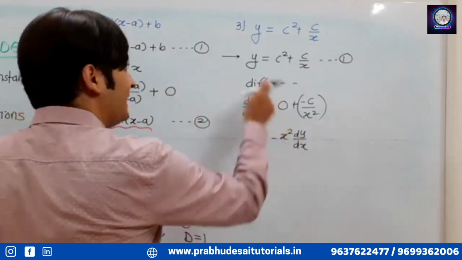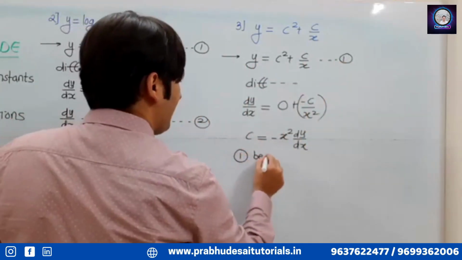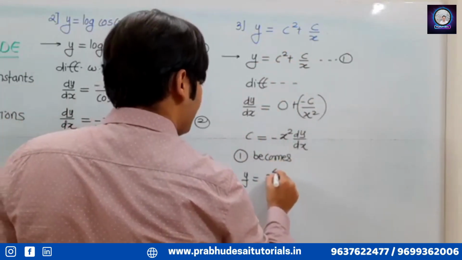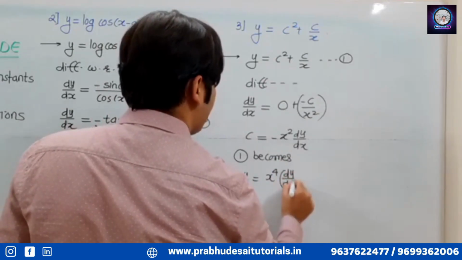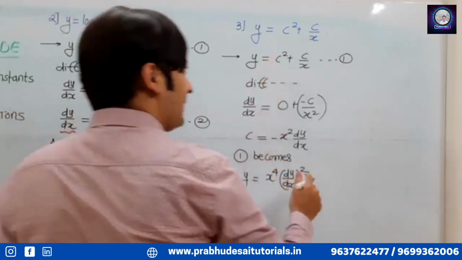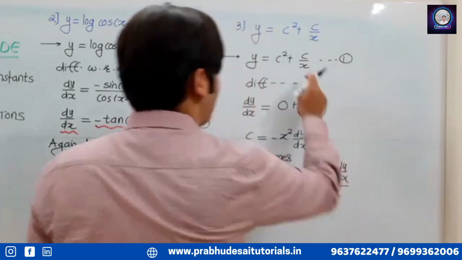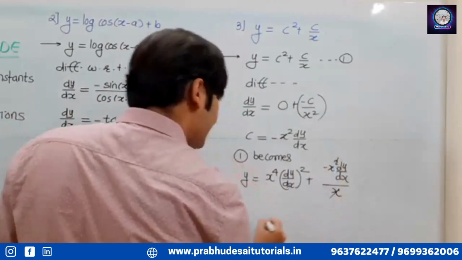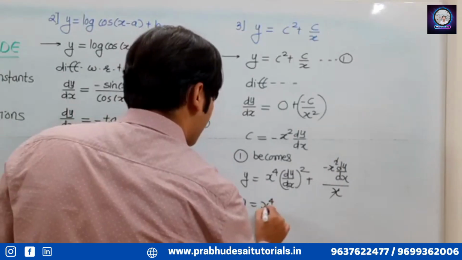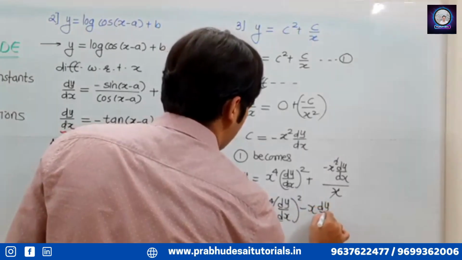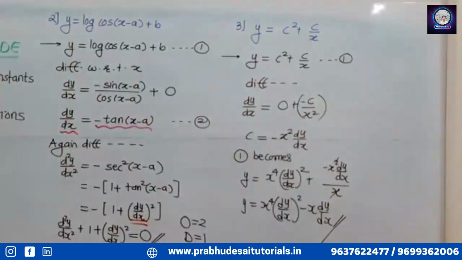I will put this value of c here. I am going to back substitute the value. Why? c square means square of this, right? x raised to 4 dy by dx bracket square, plus c. c is minus x square dy by dx upon x. I'm just putting the value of c. x cancelled. So we got y is equal to x raised to 4 dy by dx bracket square minus x dy by dx, and that's the final answer without arbitrary constants. Order 1 and degree 2. Everybody understood these both examples?